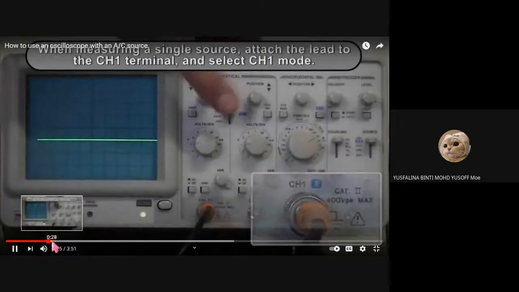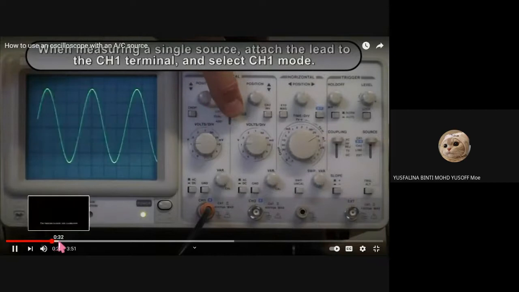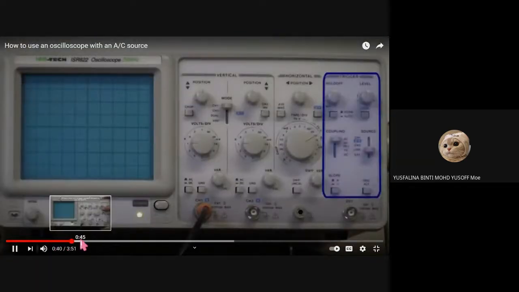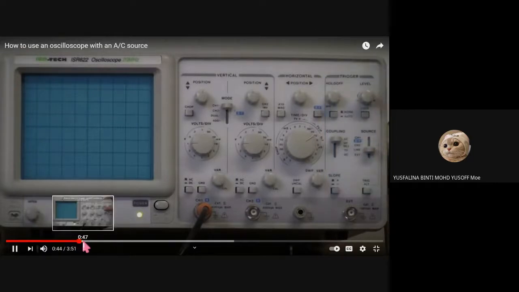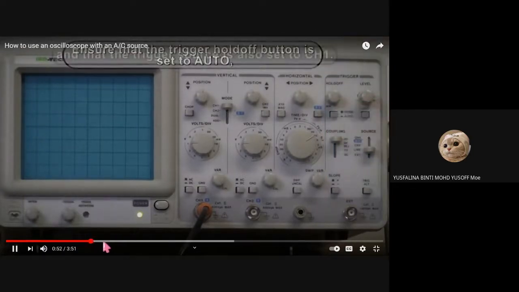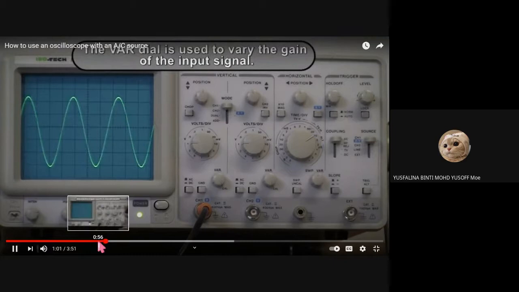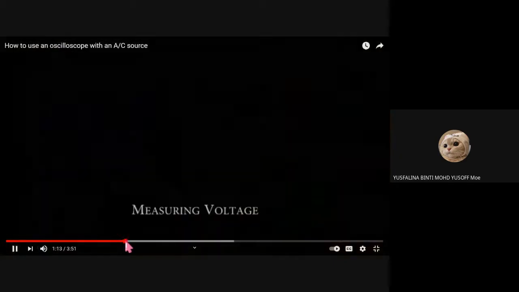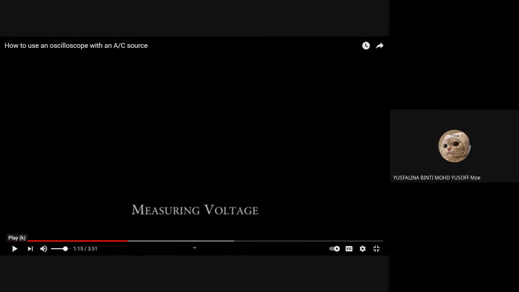For this one we just skip first. Ensure that the input signal is read and the voltage is displayed correctly. Ensure that the trigger is set to the same channel. The VAR dial is used to vary the gain by turning the dial clockwise. So this is the one that I want you to see, measuring the voltage.